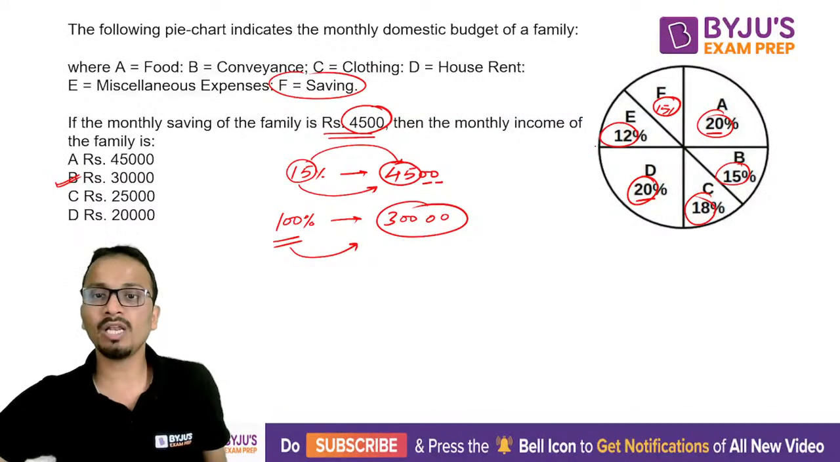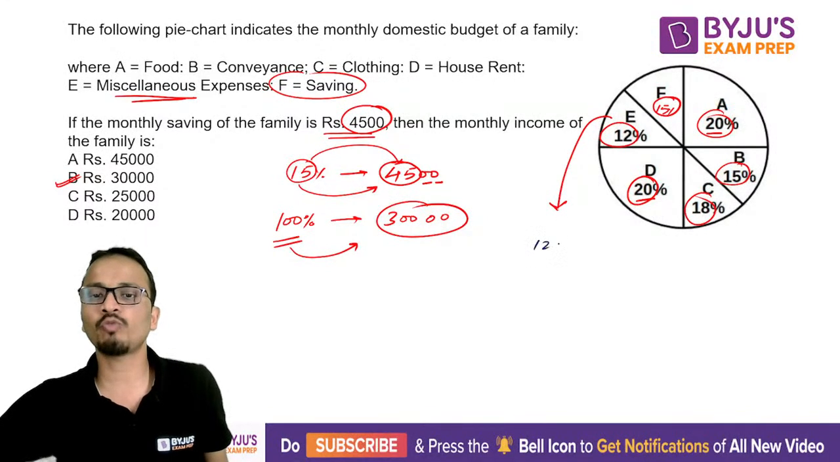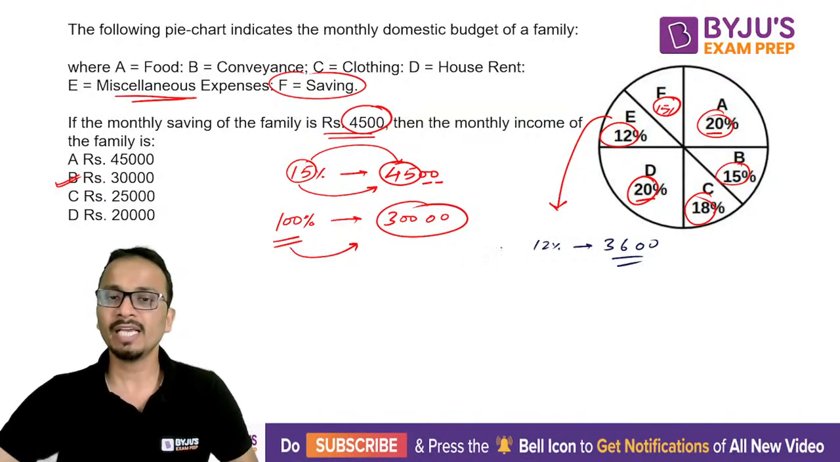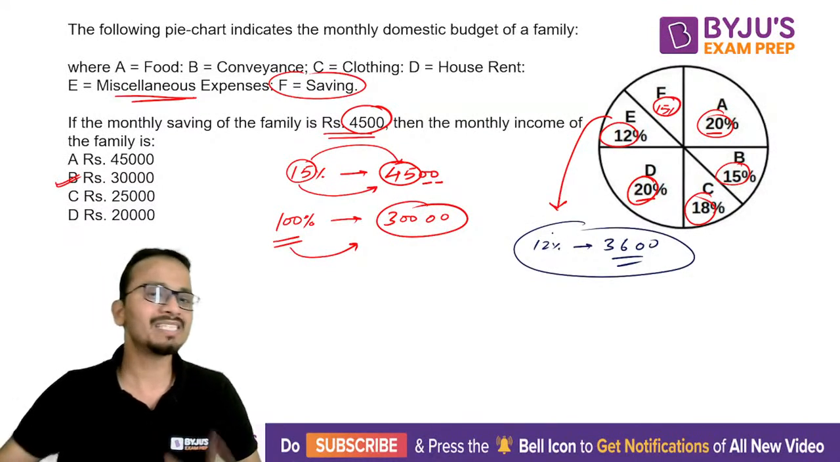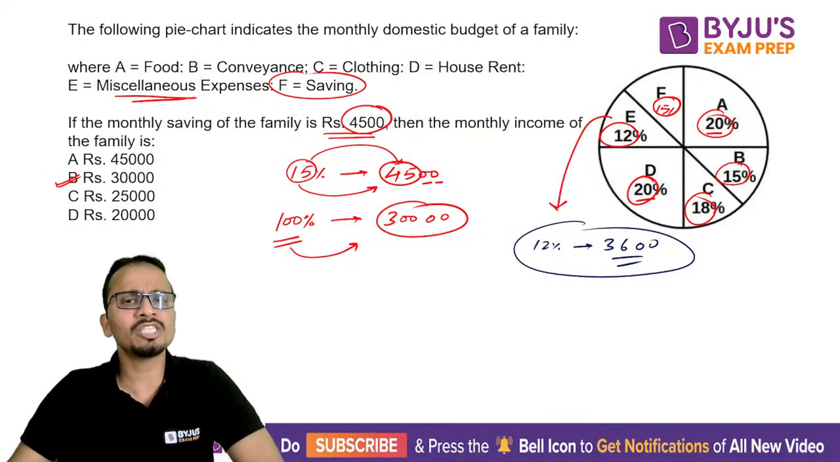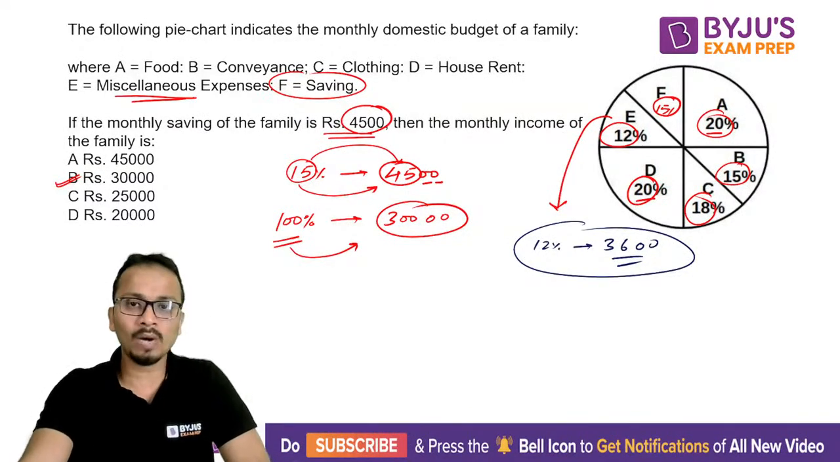Let's say if they ask about E, miscellaneous expenses. If they are asking about how much is the miscellaneous expenses, it is 12%. So 12 into 3 is 36 and put double zero. So the answer will be 3600 in case they are asking about miscellaneous expenses. Okay, so this is how we can use approximations and some calculation techniques in saving plenty of time. All right, now let's move on to our next question.